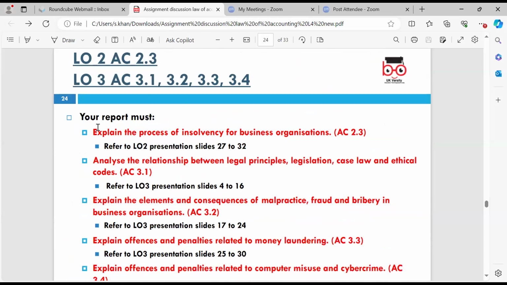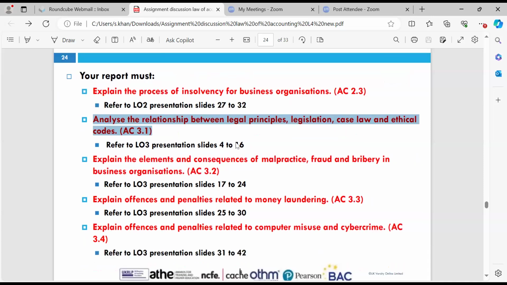Now your report should include, firstly, explain the process of insolvency for business organizations. And that's learning outcome 2, slides 27 to 32. Secondly, you need to analyze the relationship between legal principles, legislation, case law, and ethical codes. And I do realize sometimes when I've marked these assignments, people haven't covered everything on this question. So you need to make sure you're looking at legal principles, legislation, case law, and ethical codes. And here you need to refer to learning outcome 3, presentation slides 4 to 16.